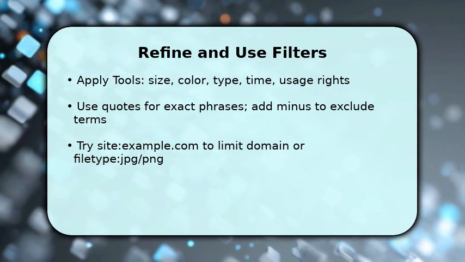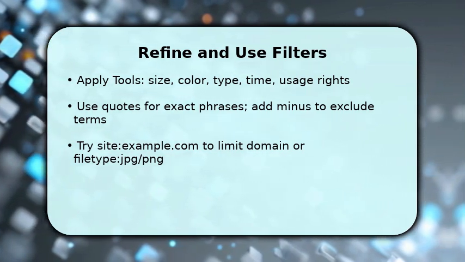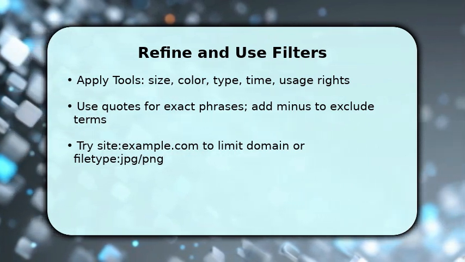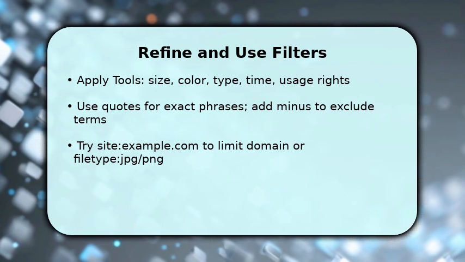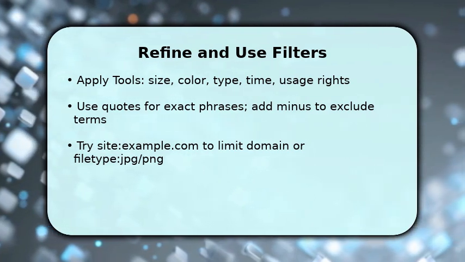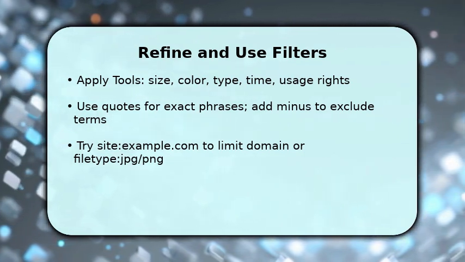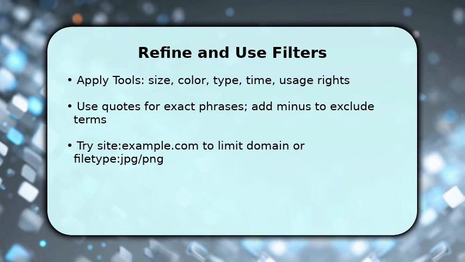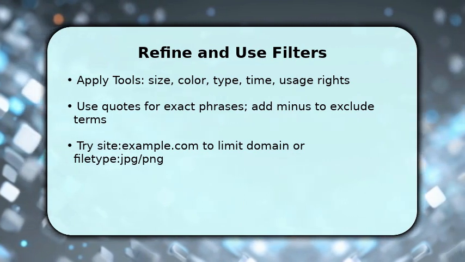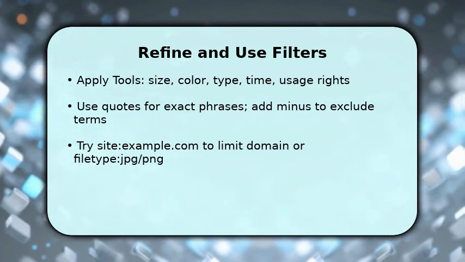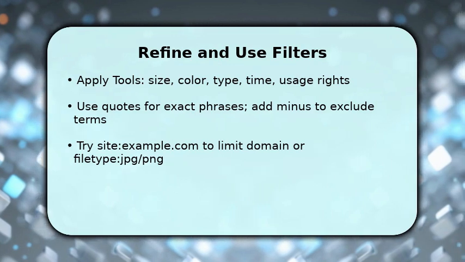Choose size or color to exclude thumbnails, pick type for faces or photos, and set time when recency matters. Usage rights filters matter for reuse. For textual precision, wrap phrases in quotes and use a minus sign to remove unwanted terms. To search within a site or specific format, add site or file type to your query. These targeted modifiers cut noise and speed up finding the exact photo.